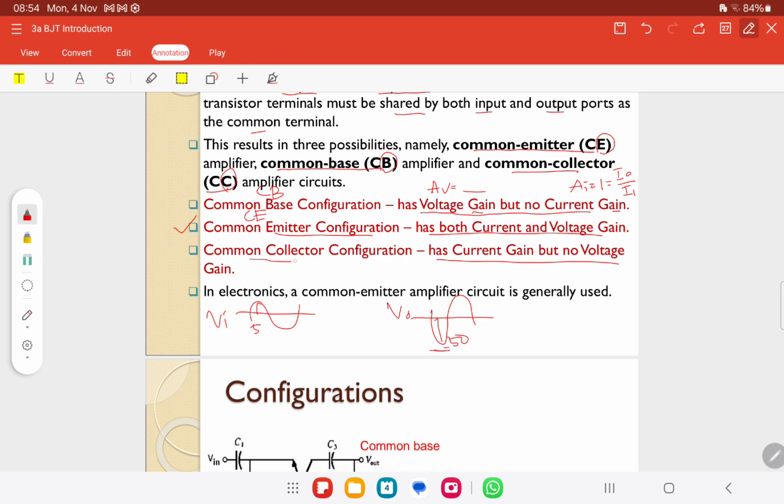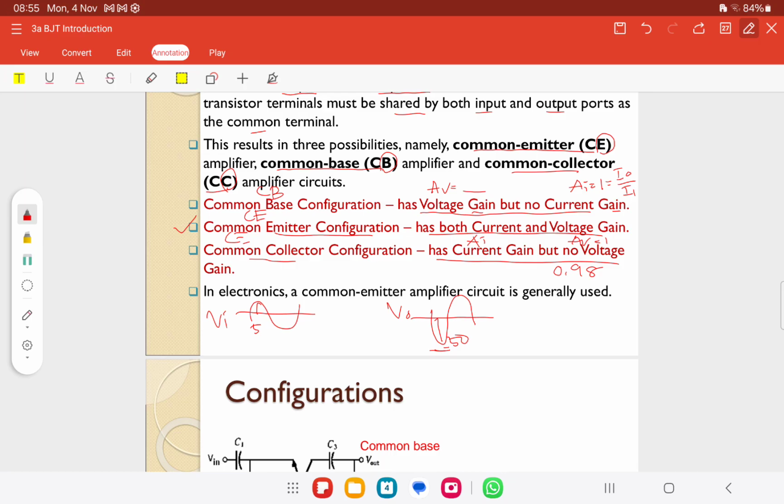Okay. For common collector, dia terbalik from the common base. It has AI. AI dia ada value. Tapi voltage gain dia tak ada. So voltage gain equals to 1. Equals to 1 ataupun approximate to 1. So, kadang-kadang bila kita kira dapat 0.98, 0.99, 1.01, 1.001. So it is approximate to 1, approximate to unity. Okay, so that is for common collector.